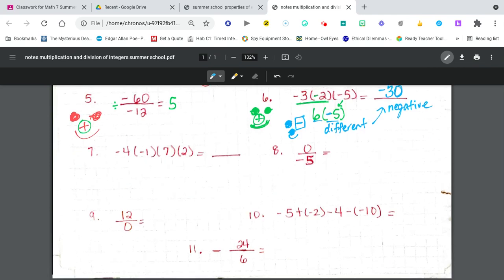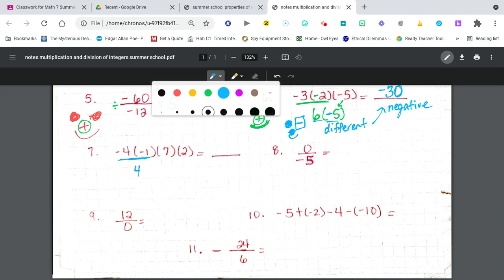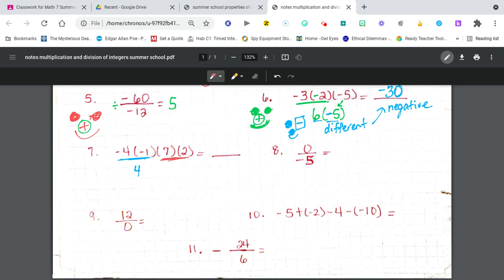All right, look at 7. I'm going to do these 2 at a time, and make sure you're pausing the video and keeping up with me, okay? So I'm going to do these 2. And so I know that they're the same sign, so I'm going to end up with a positive 4, or you could just use a smiley face. And I'm going to do these 2. 7 times 2 is 14. So now I'm just going to multiply 14 times 4. And both of them are positive.